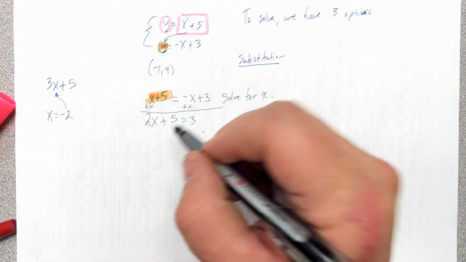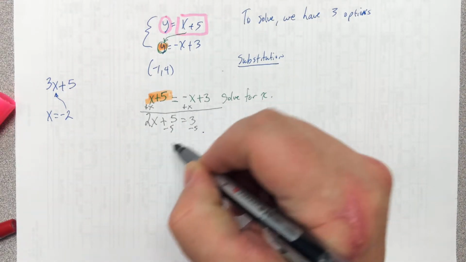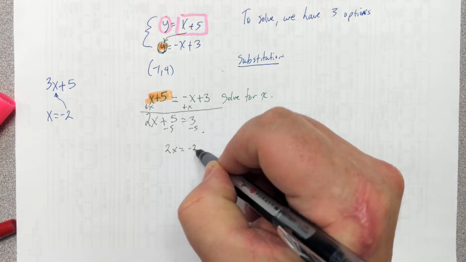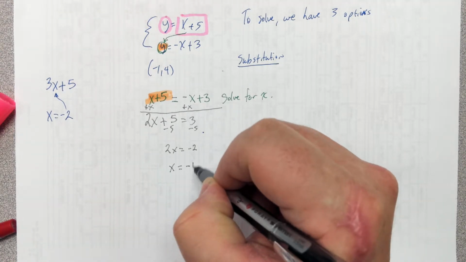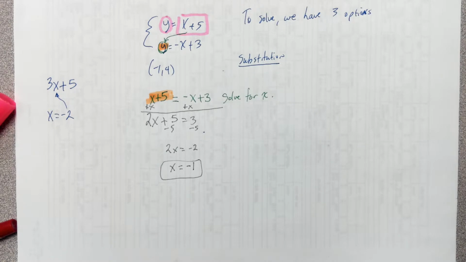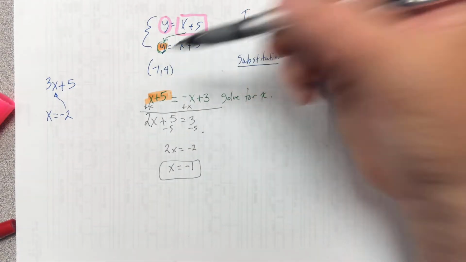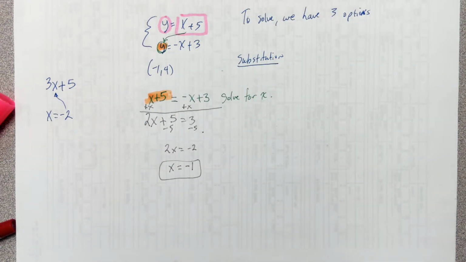Subtract 5, right? 2x equals -2, so then x has to equal -1, which we knew anyway. We already know the answer, but we're just using that to help us learn how to do it.